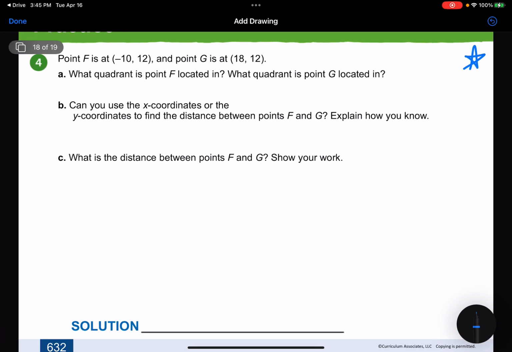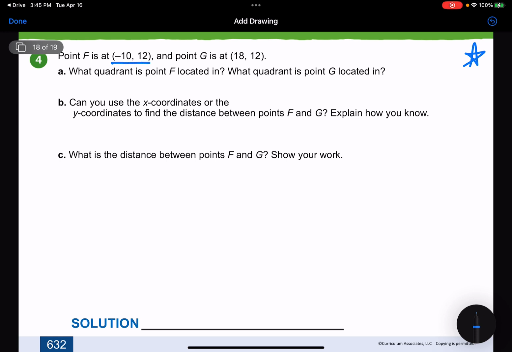It starts off by saying what quadrant is F in. F is at -10, 12. -10, 12 would be up here somewhere, so that's going to be quadrant 2. What quadrant is point G in? Well, that's at 18, 12. That's going to be 18, 12 right here, right? That's quadrant 1. So going from F to G is changing quadrants, and because of that, we can find their distance by adding those absolute value distances, right?